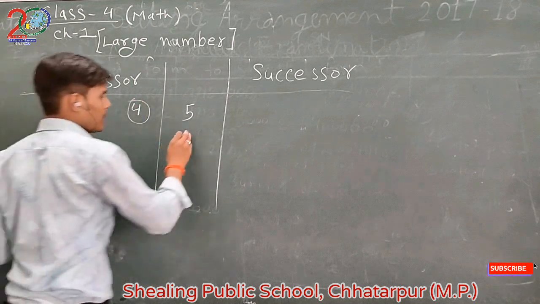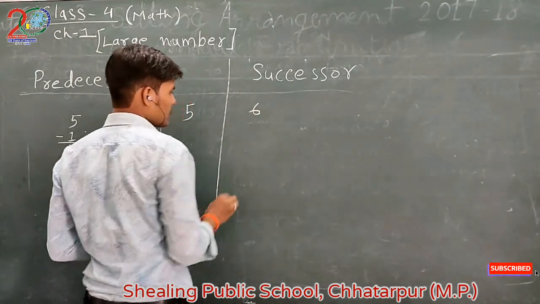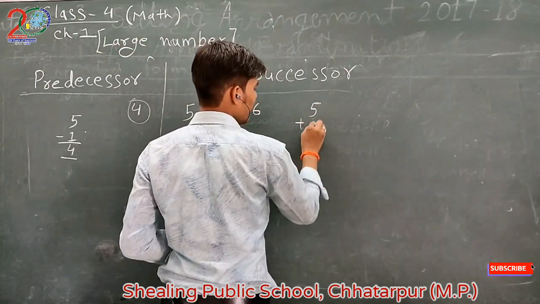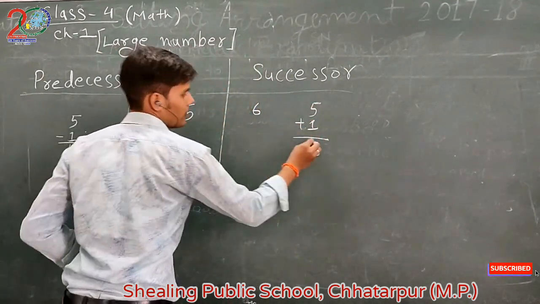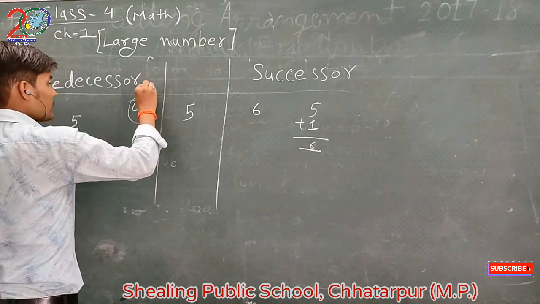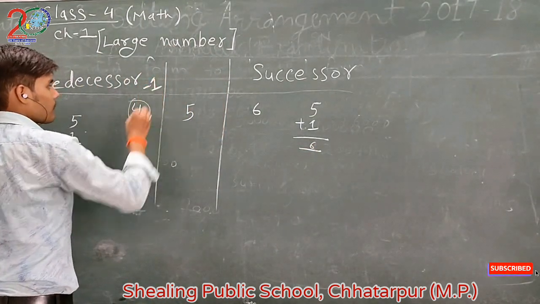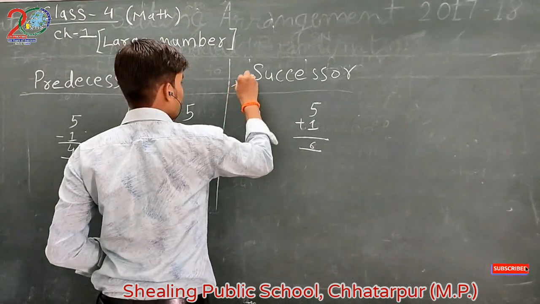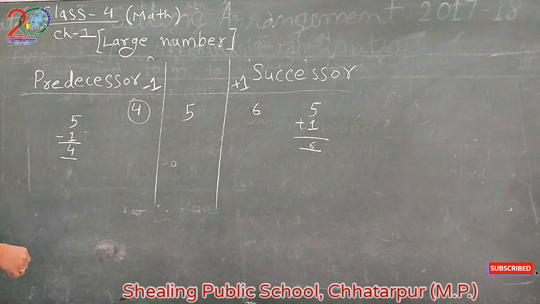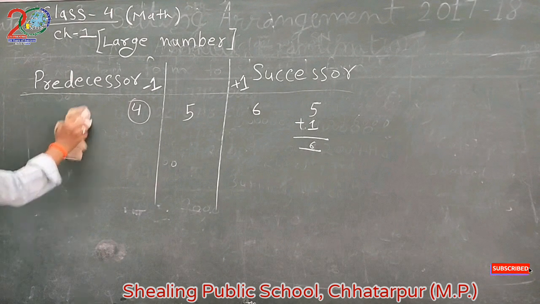Then successor. What is the successor of 5? It's 6. How can we find this? So we add 1 to 5. So we find this. So when we find the predecessor, we subtract 1. Then successor, add 1. Like this we find any digits. Predecessor and successor like this.